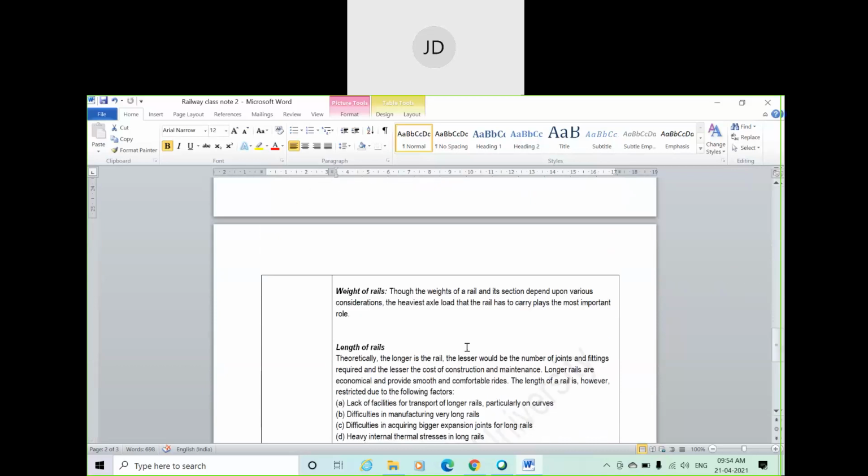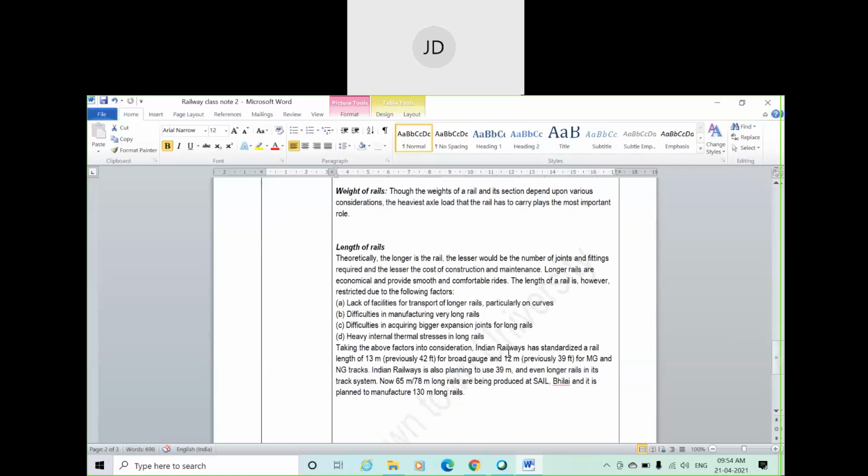Okay? Yeah, we can also talk about the weight of the rail. The weight of the rail and its section depend upon various considerations. The heaviest axle load that the rail has to carry plays the most important role. That means, what should be the ideal weight of the rail? It also depends on the load coming on the particular rail, that means the axle load, the heaviest axle load that it is going to carry. The weight of the rail depends on the axle load. Axle load means you can say the vertical load.